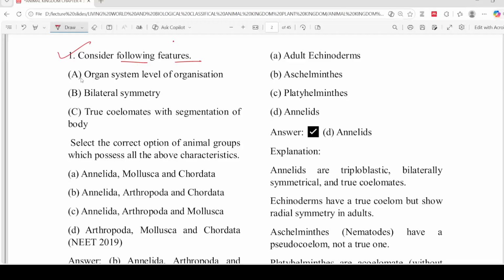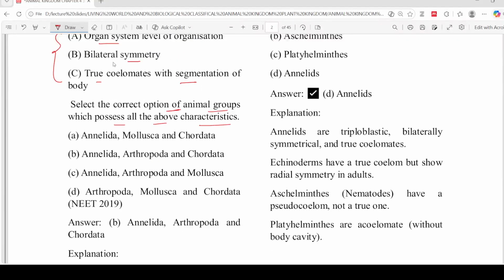Organ system level of organization, bilateral symmetry, true coelomates with segmentation of body. So three statements have been given here, and you have to select the correct option of animal groups which possess all the above characteristics. So here: organ system level of organization, bilateral symmetry, and true coelomates with segmentation of body. In which animal groups are these three features available? So you have to choose the correct answer.